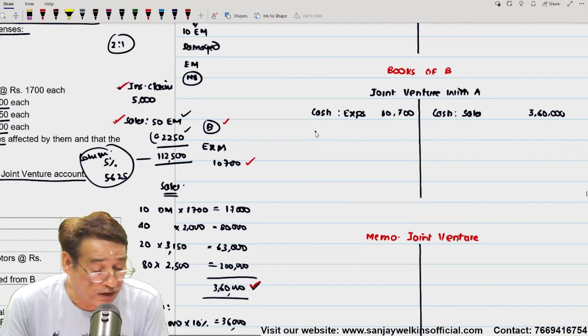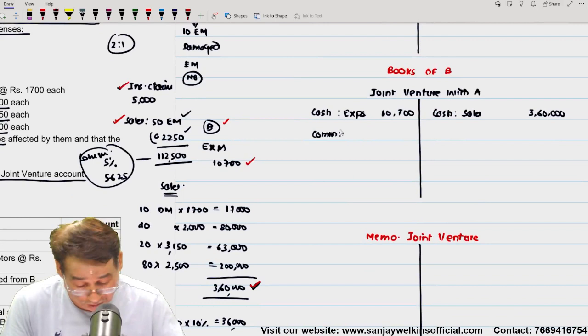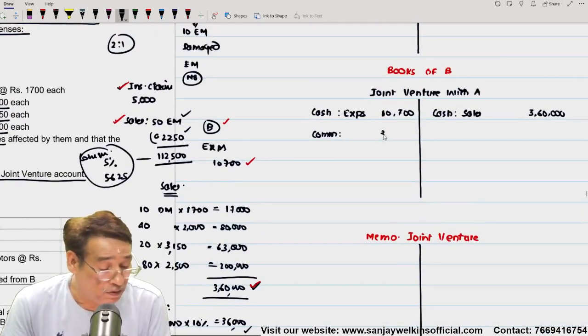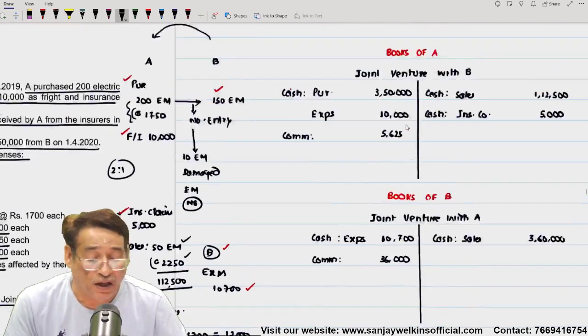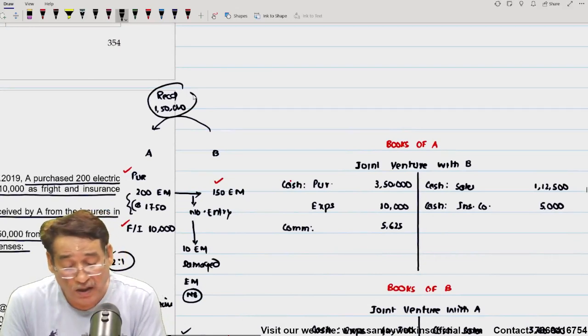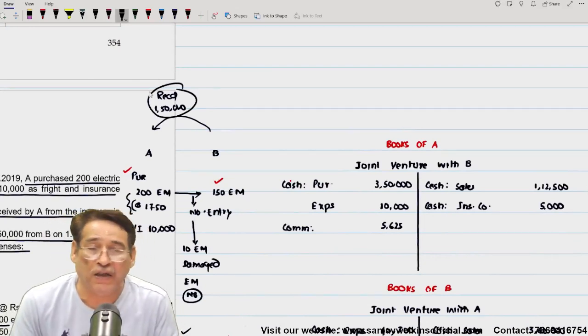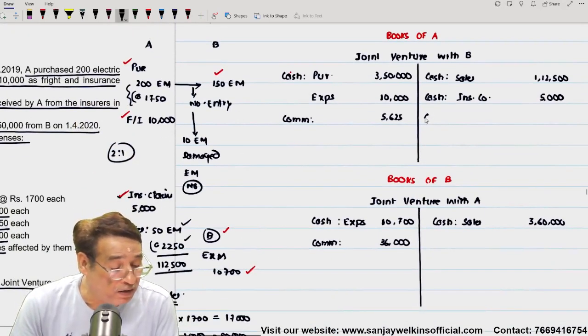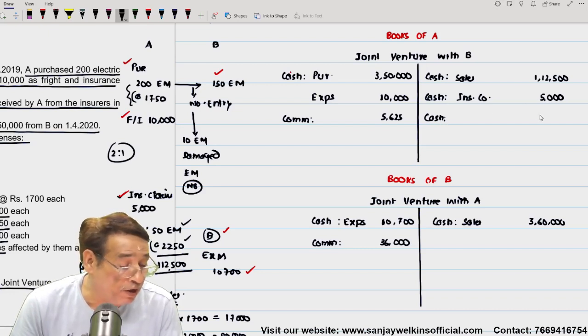Joint venture with A account debit to commission account. B will also receive some commission, and commission of B was 36,000. Both the co-venturers will record only their transactions. Now last transaction is that it is given in the question that A has received 1,50,000 from B. Because A is receiving something by cash, it is a sort of advance from B. That is equal to 1,50,000.